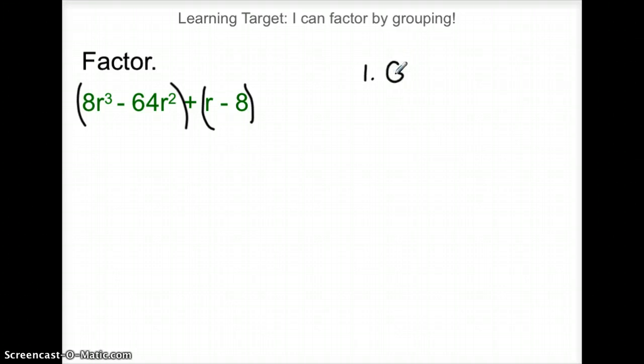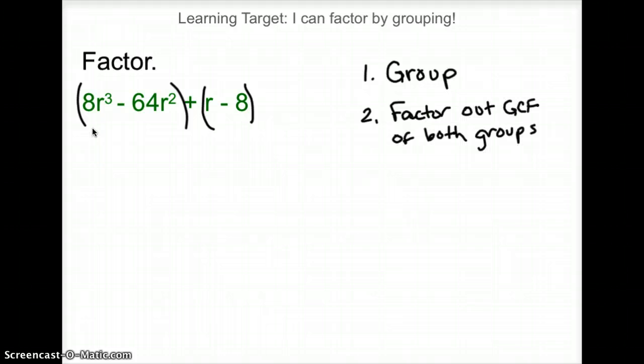The first thing you want to do is to group. Now, remember we've talked about the GCF, greatest common factor, before. We're going to find the GCF of both groups and factor it out. So in that first group, let's start with the numbers first, 8 and 64. What is the biggest number that divides them both? Well, that would be an 8.